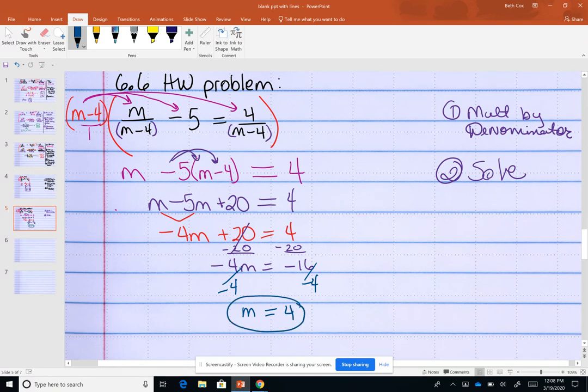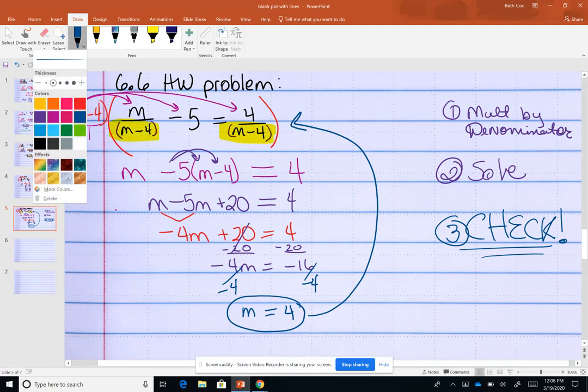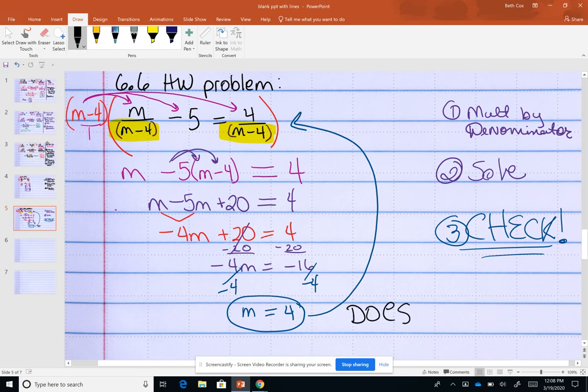Now, that's my answer, but step 3 says check. Now, when I check, I take this and put it up there. Notice, if I put a 4 in that denominator, I'm going to get a 0. Does not check. No solution.